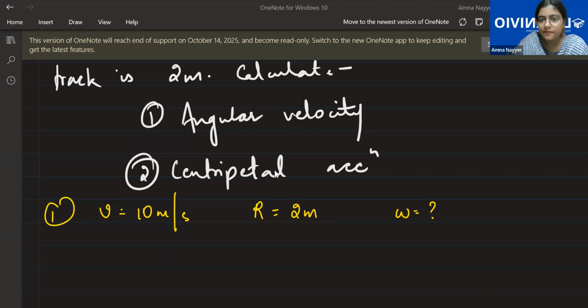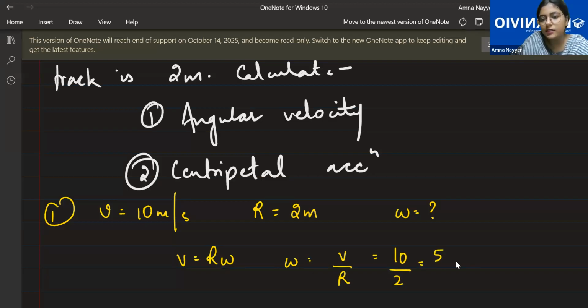Linear velocity is equal to radius into angular velocity. Yes, very good. This is correct. V is equal to R omega. So from here, omega will be equal to V by R. V is 10, R is 2. That makes it 5 radian per second.